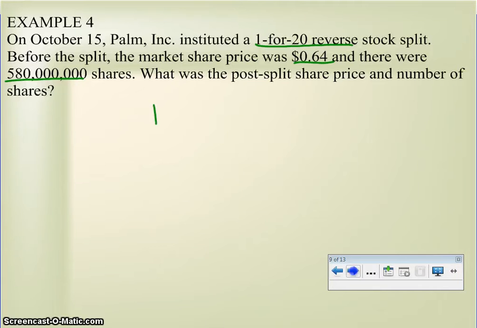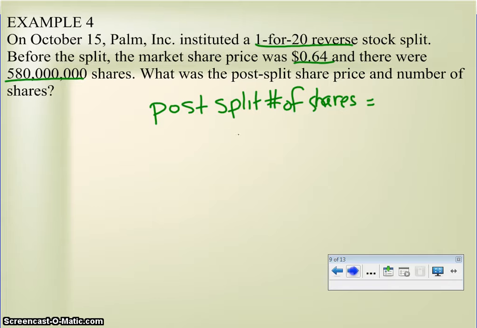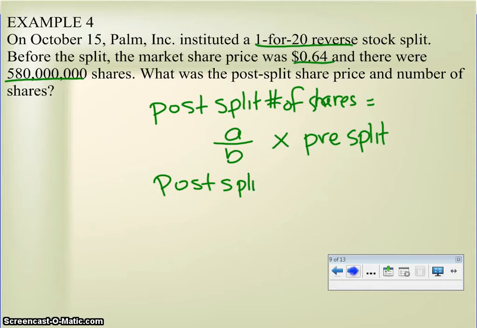Well, in order to do this, the post-split number of shares equals A over B times the pre-split number of shares, and the post-split share price is A over B times the pre-split share price.